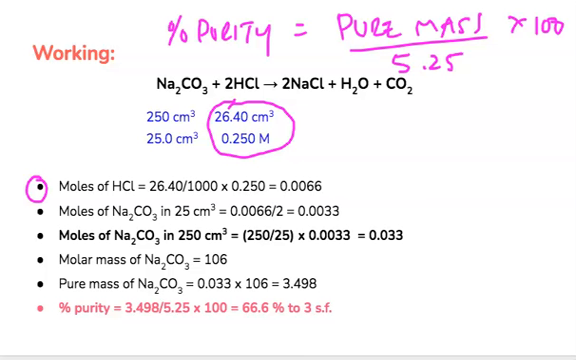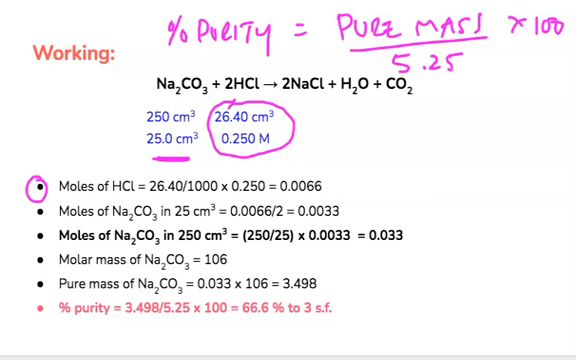Now we can use the number of moles of HCl to find out the number of moles of sodium carbonate, and at this stage, all we'll be able to get from that is the number of moles of sodium carbonate in 25 centimetres cubed. Because remember, only 25 centimetres cubed of the sodium carbonate solution reacted with the HCl. So the moles of sodium carbonate in 25 centimetres cubed is going to be 0.0066, which is the moles of HCl, divided by 2, because it's a 2-to-1 ratio, where 2 moles of HCl react with 1 mole of sodium carbonate, and that gives me 0.0033.